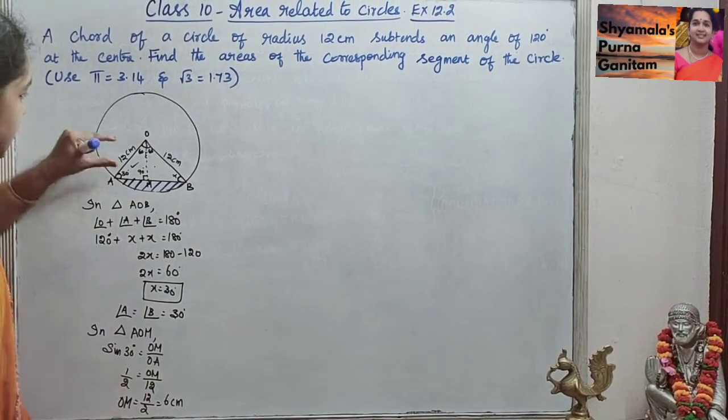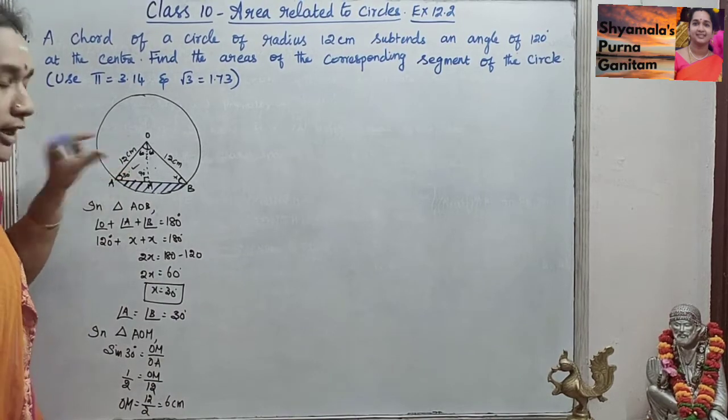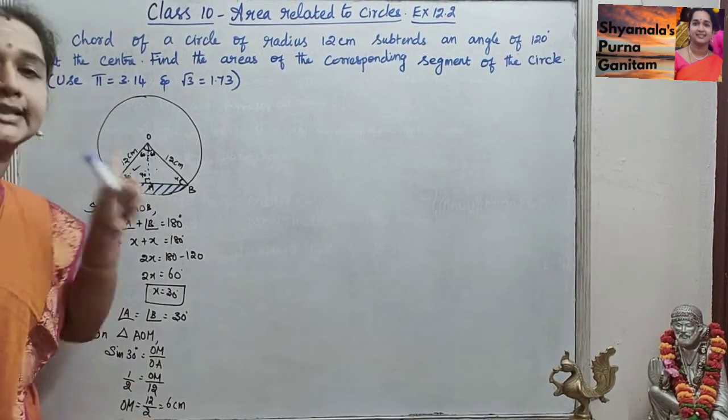So 6 centimeter is the height of this triangle. OM is the height. So we got the height as 6 centimeter.